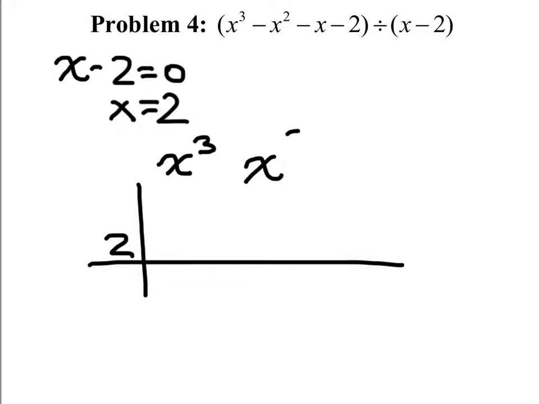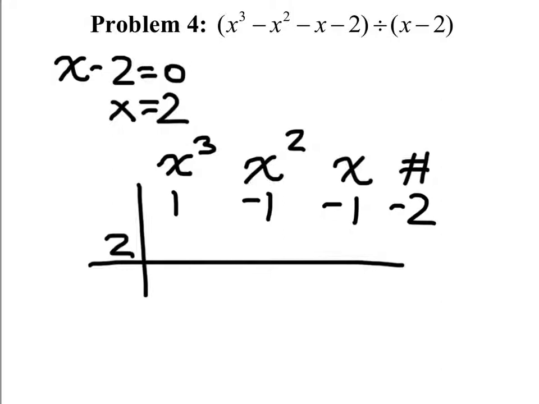And I'm going to label all the way down, starting with x to the third, and then x squared, x, and the constant term. I'm going to label all of my coefficients, so 1x to the third, minus 1x squared, minus 1x, minus 2. I'm going to bring down the 1, again putting an arrow there so I don't accidentally write anything in that space.